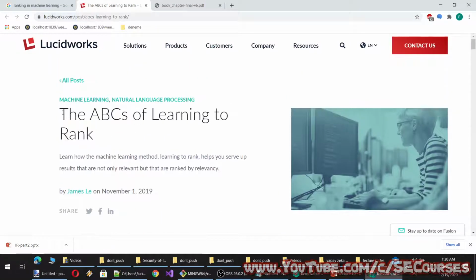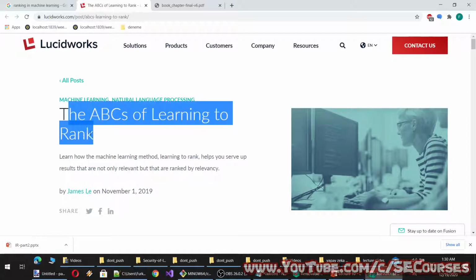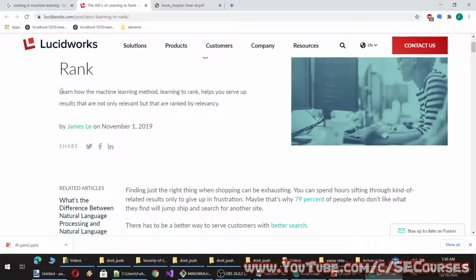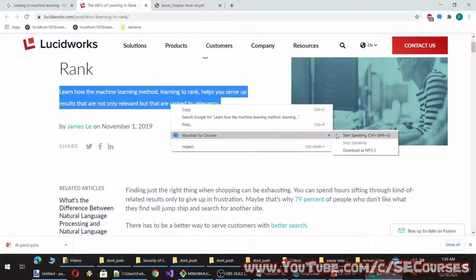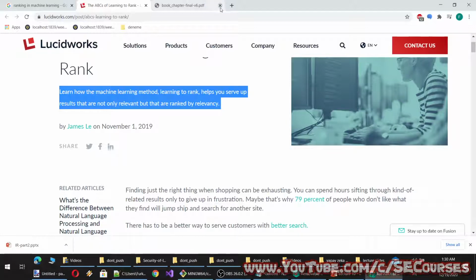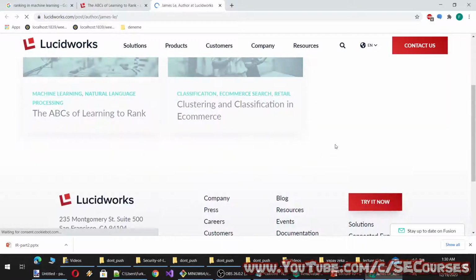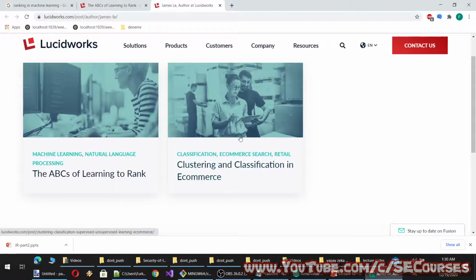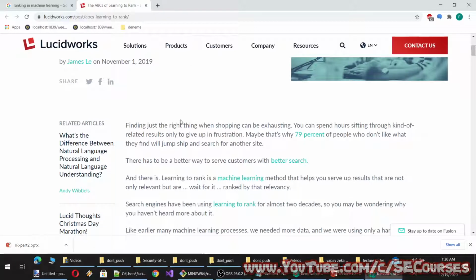So, the ABCs of learning to rank. Machine learning, natural language processing. Learn how the machine learning method, learning to rank, helps you serve up results that are not only relevant but that are ranked by relevancy. Okay. So let's see who is James Lee, the author. Looks like he has some experience in machine learning.